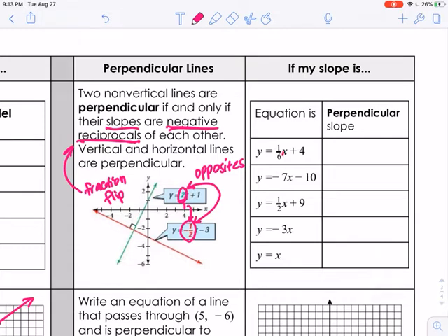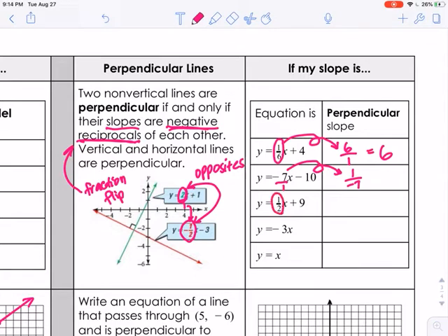So in this case, if I have 1 over 6, then the perpendicular slope would be 6 over 1, or we can just write 6. In this case, I have negative 7 as my slope. Then my opposite slope would be 1 over negative 7, because when we look at this slope here, this is technically over 1. A whole number is over 1, right?